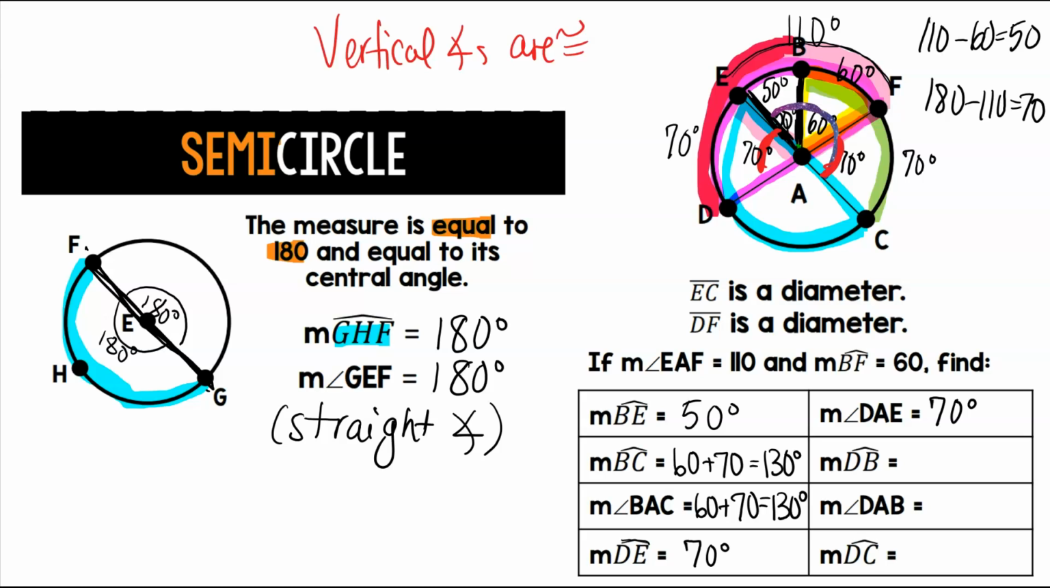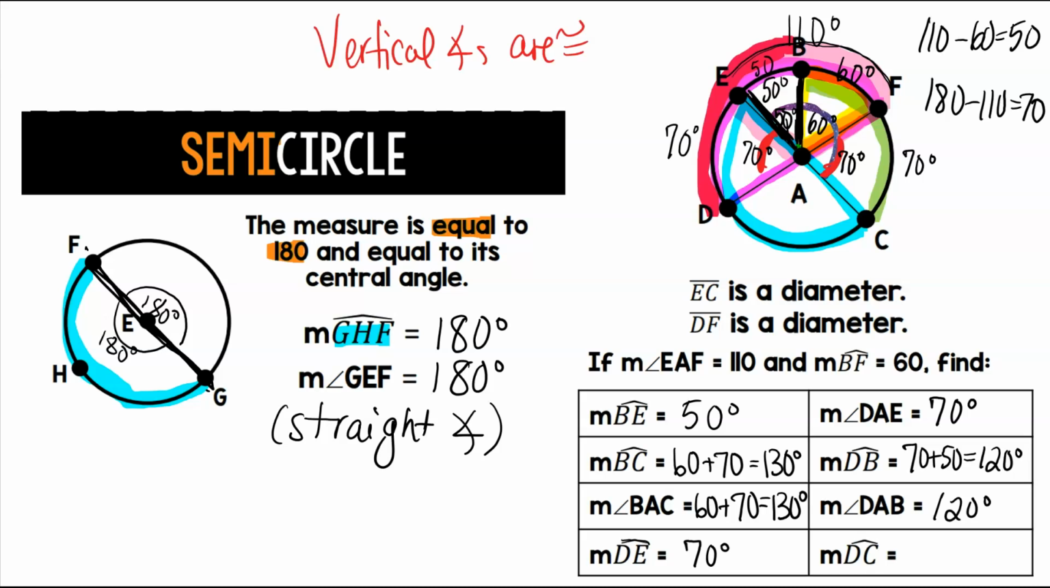Well, we knew this one was 70 and we know this one is 50. So arc DB would be the 70 plus the 50, which is 120. Angle DAB is also that 120 because it's the central angle that goes to that intercepted arc.